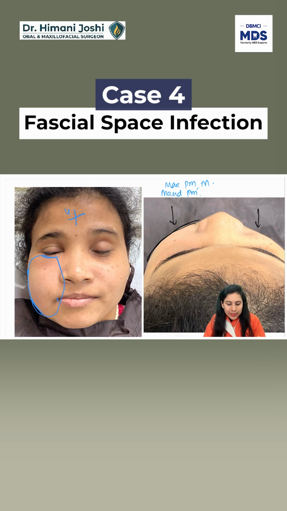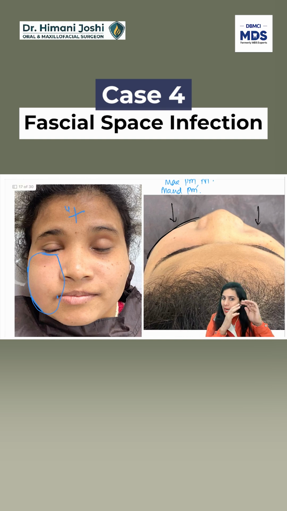And what I did in this case was, through the same intraoral approach, I extracted the tooth, and through the same vestibule, I entered into the buccal space and did a drainage. Okay. Young girl, healthy girl, healing happened fine within a few days. Swelling was there for a few days, but it settled down.